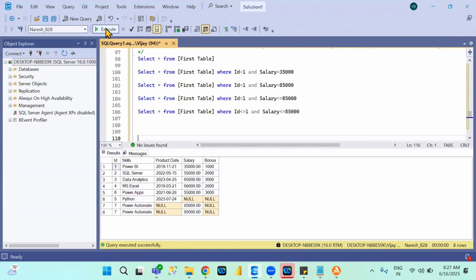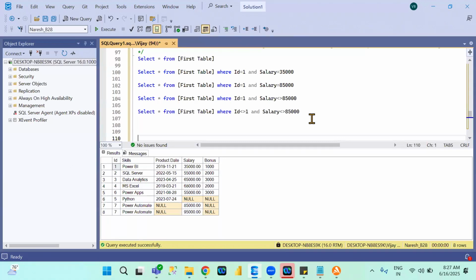See, which one is it? Who is saying everything except 1 and 7? Remaining all the records are displayed. That is, as per your assumption, that is correct.